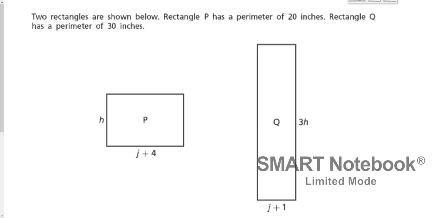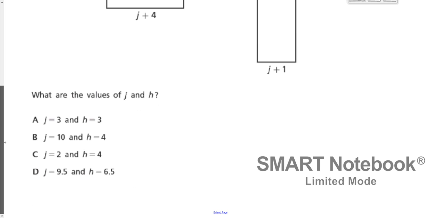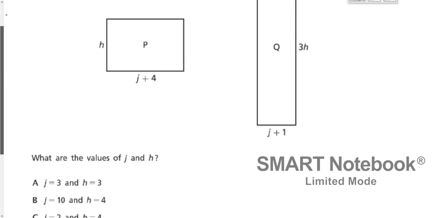All right, here we go. Two rectangles are shown below. Rectangle P has a perimeter of 20 inches. Rectangle Q has a perimeter of 30 inches. And we need to find the values of j and h.